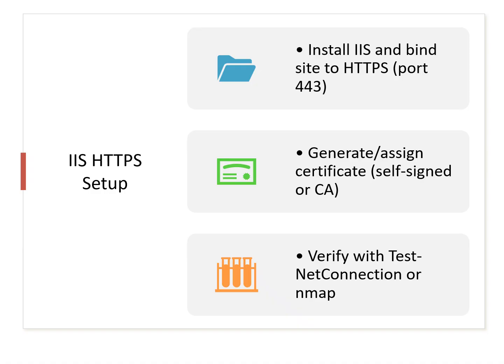To verify the configuration, we can run Test-NetConnection -ComputerName localhost -Port 443 in PowerShell, or scan the server from another machine with nmap. Seeing port 443 open confirms HTTPS is enabled.